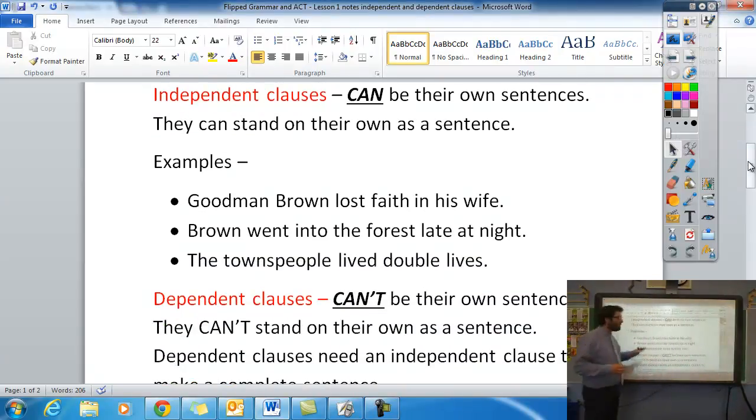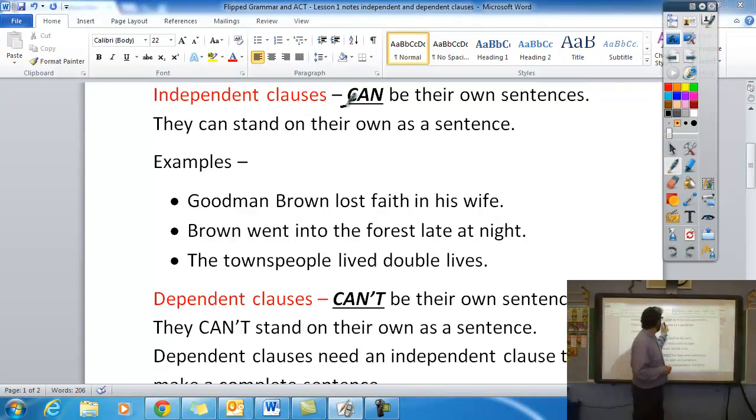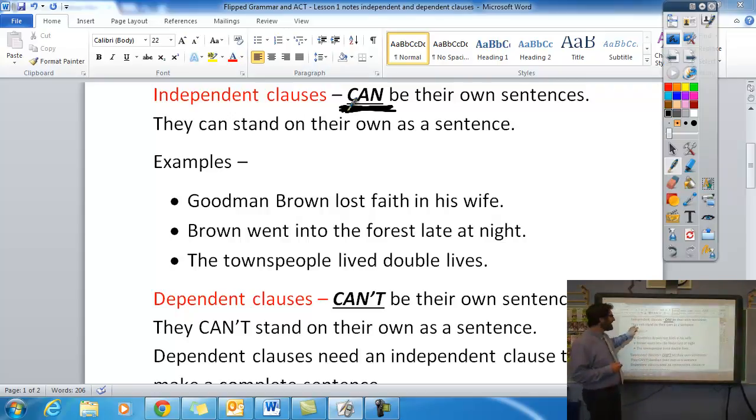Okay. So independent clauses. Important thing to understand about independent clauses. They can be, right? This is the important word here. They can be their own sentences. They can stand on their own as a sentence. They have a subject, they have a verb, and they express a complete thought. So an independent clause can be its own sentence.